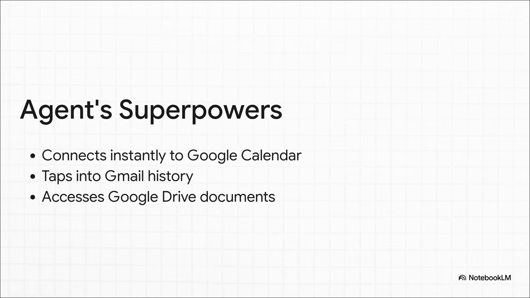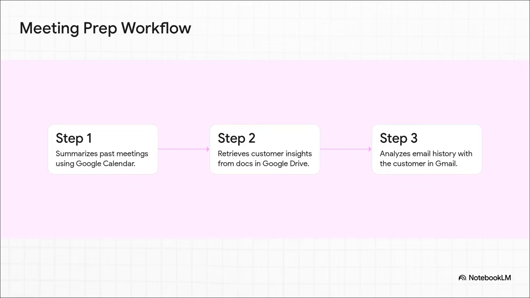So you're probably wondering, how does it get so smart so fast? What's the secret sauce? Well, its real superpower is that it's already plugged into everything. Because this is Google we're talking about, the agent can instantly and securely tap into your Google Calendar for meeting schedules, your Gmail for all that communication history, and your Drive for every relevant document. And this is a perfect example of the kind of workflow it can create for you. It's not just grabbing files, it's performing a whole sequence of intelligent tasks. It dives into your calendar invites to summarize past meetings. It pulls key customer info from documents in Drive, and it even analyzes the whole vibe and history of your email chains in Gmail to give you the perfect briefing before you walk into that room.